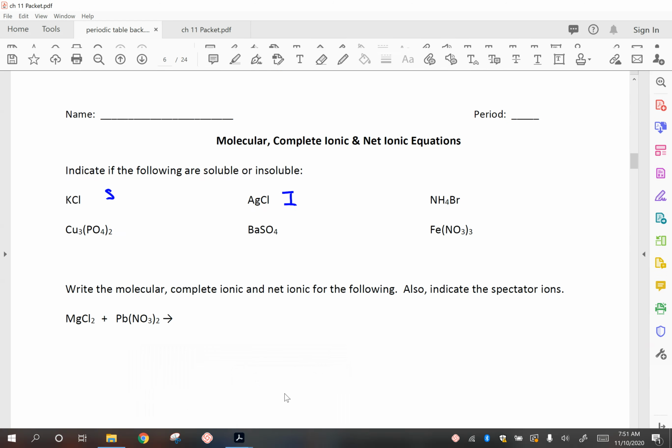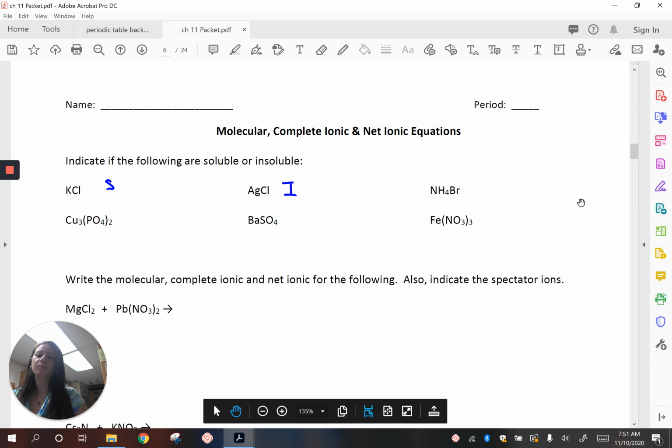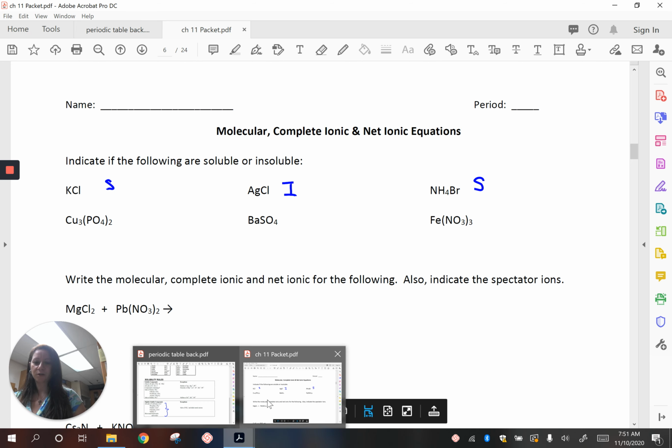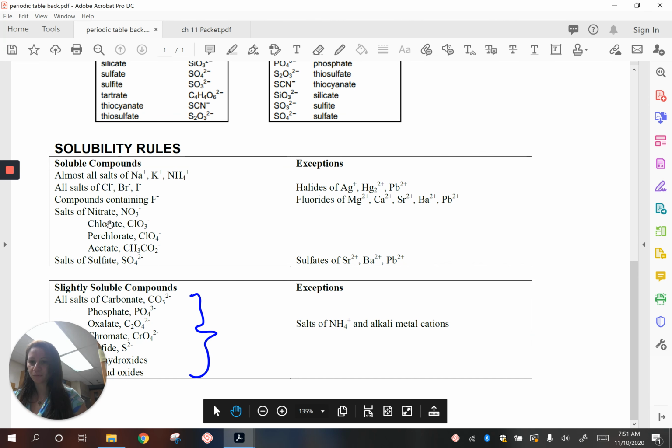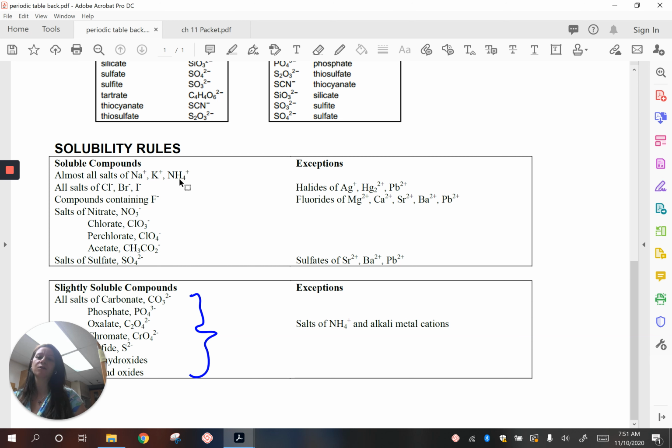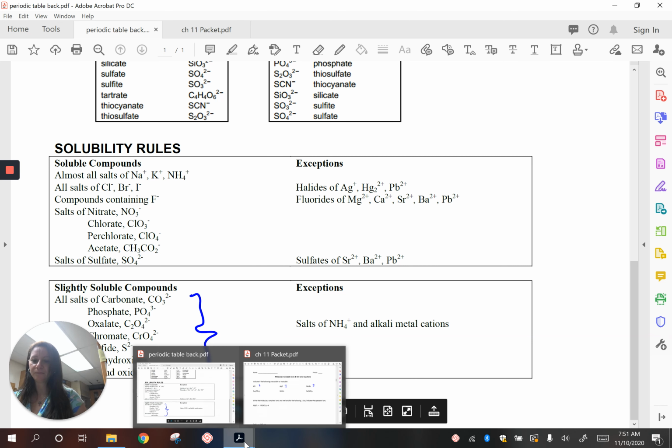Let's look at the next one. We have NH4Br. This one is soluble. And let's look at our rules. The first rule right here says that things with ammonium are always soluble. Bromides are also soluble with these exceptions, which we don't have here.